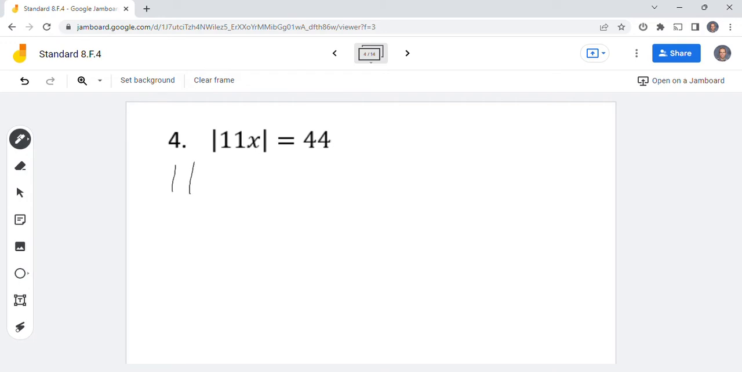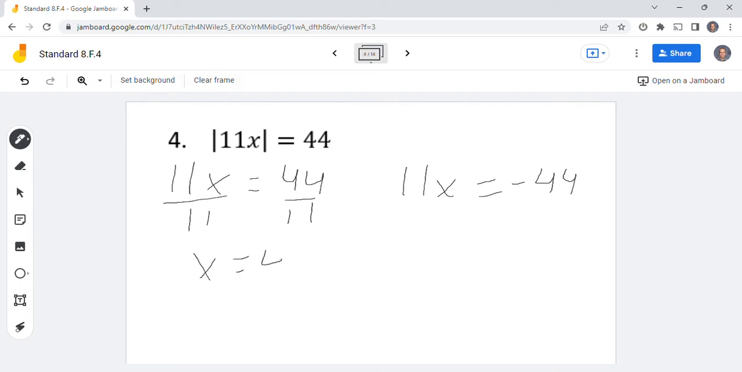So our first one is 11x inside the parentheses could be equal to positive 44. That would solve it. Or 11x inside those absolute values could be equal to negative 44. Both of those would get us the proper value. We're going to divide by 11 to get rid of that on this side. We get x equals 4. Divide by 11 on this one as well, and we get x equals negative 4. Since both of those solutions work, we're going to give it an OR. Either one of those would work.